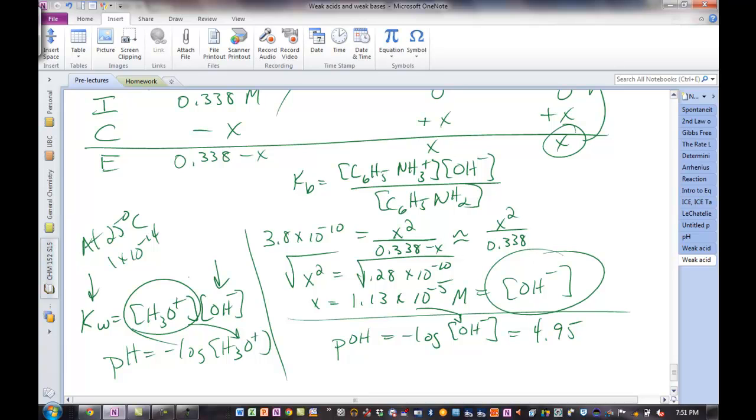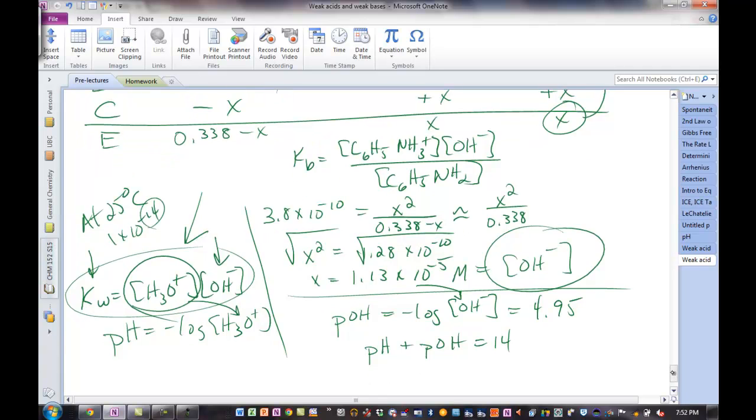Now, we can take this equation and take the negative log of both sides of that equation, and we'll get a new equation that looks like this. So this equation, pH plus pOH equals 14, comes directly from the Kw equation. So 10 to the negative 14th, that's where the 14 comes from. So if we know, in this case, pOH, the pH is just 14 minus the pOH. Bring pOH to the other side, and we get a pH of 9.05.